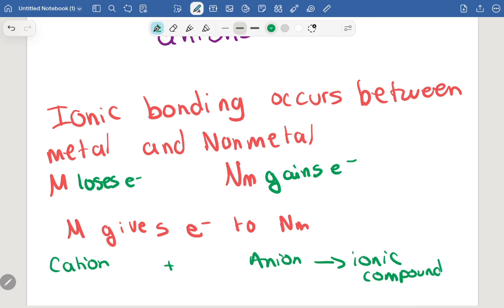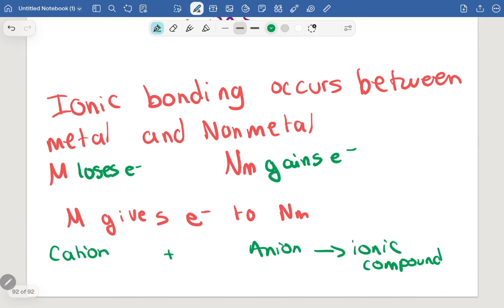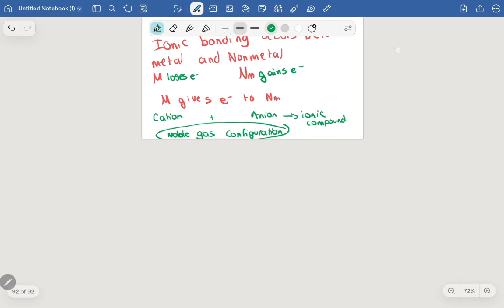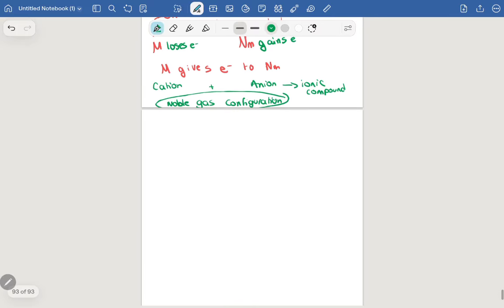And as a result, what can we say? We can say that it will have noble gas configuration. So they bond in order to have a full valence shell, or in other terms, noble gas configuration. So let's take an example of an ionic compound. For example, we can take NaCl, which is Na+ and Cl-.